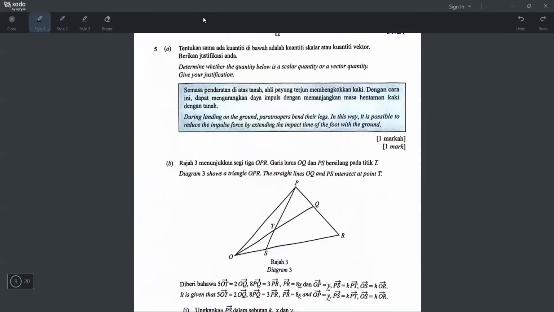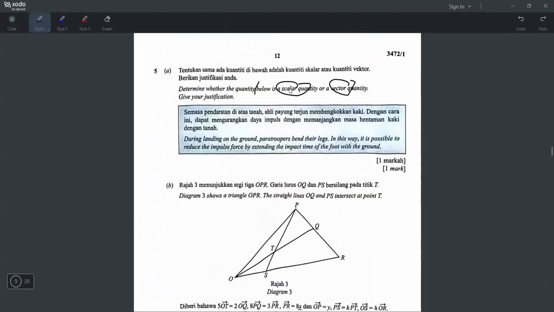Okay, let's go to number 5A. What it says here, determine whether the quantity below is a scalar quantity or vector quantity. Give your justification. Let's talk about scalar quantity and vector quantity first. Scalar quantity means the quantity only has magnitude. And vector quantity means it has magnitude and direction.